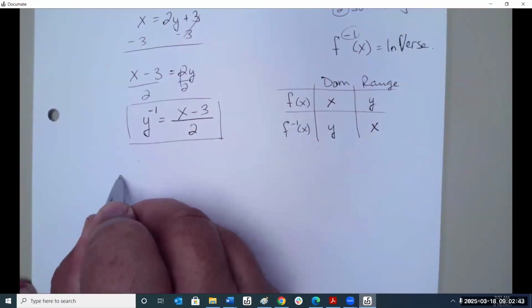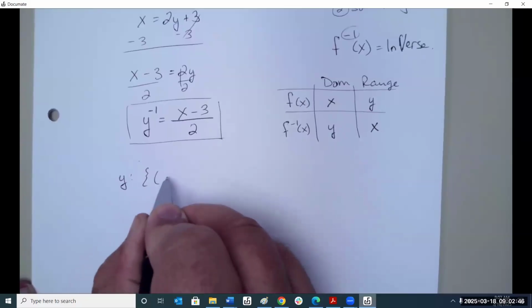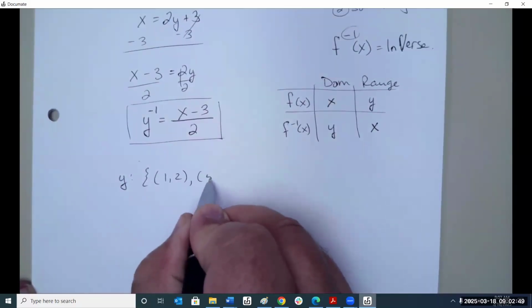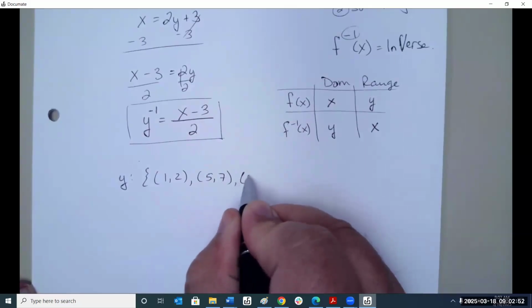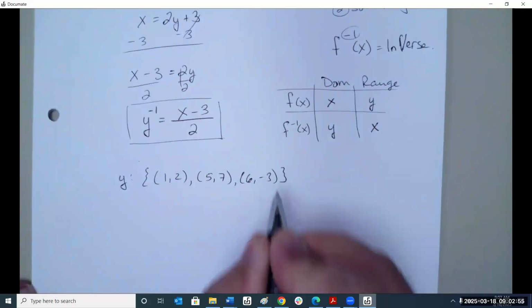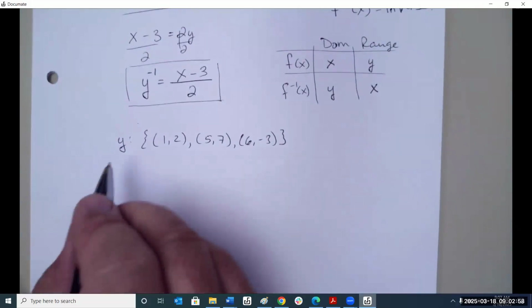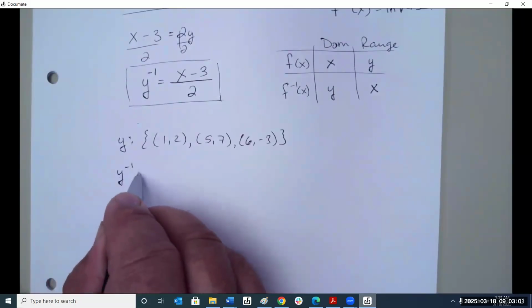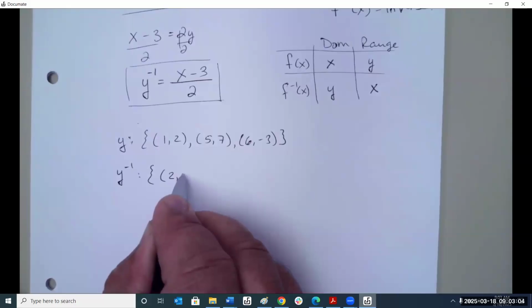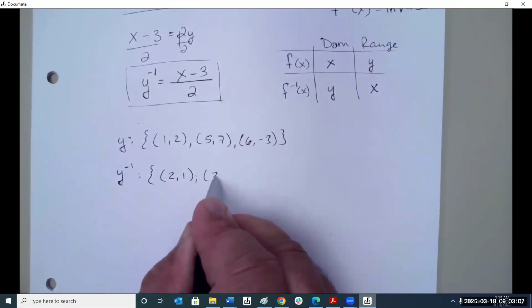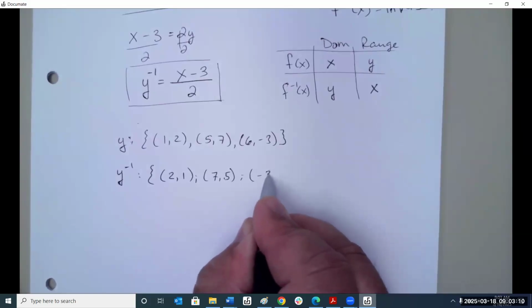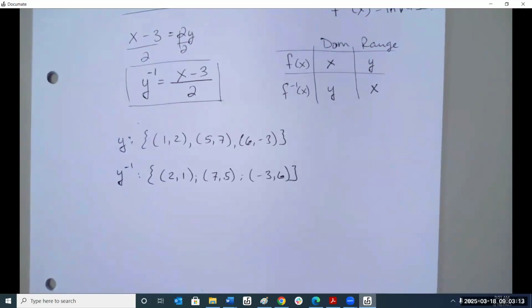In other words, if our solutions were 1, 2, 5, 7, 6, -3, let's say those are our points for our regular function, then the points of our inverse function would be switched. You just switch x and y. That's important because for algebraic equations, it's not a problem. But when we go to trigonometric functions, it now becomes a problem.